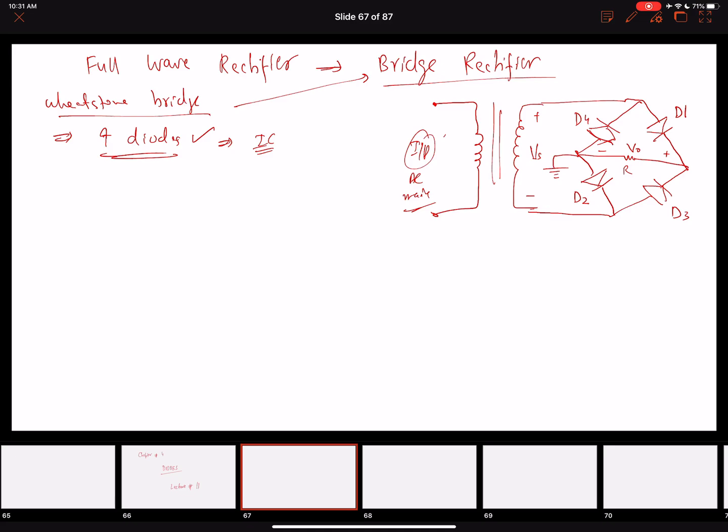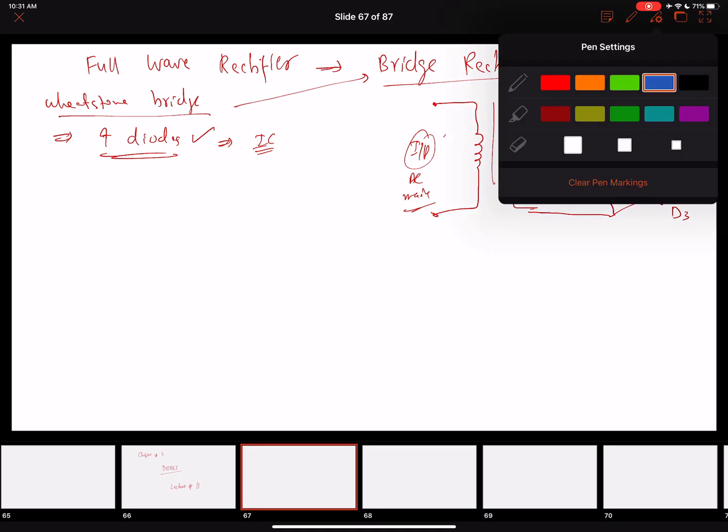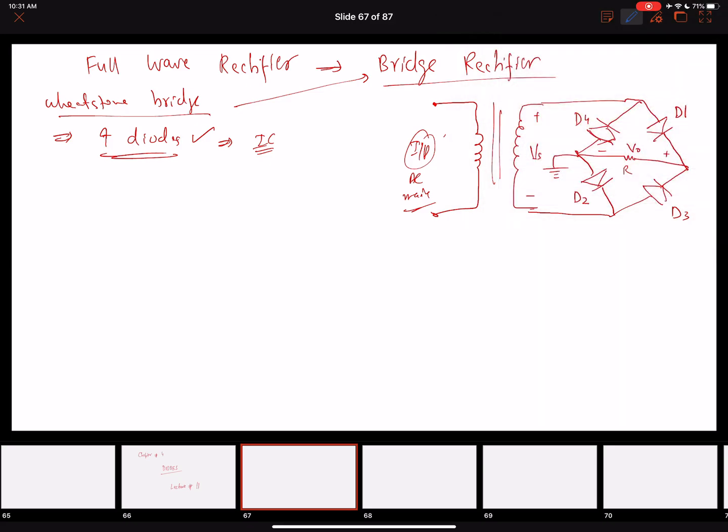So let's see how it actually does the rectification. I'm going to discuss the positive cycle and the negative cycle. So let's see what happens in the positive cycle. Let me first draw and then I'm going to write it down too. So for example, this is a positive cycle of a waveform. Your input is something like this, right? So let's first discuss the positive cycle.